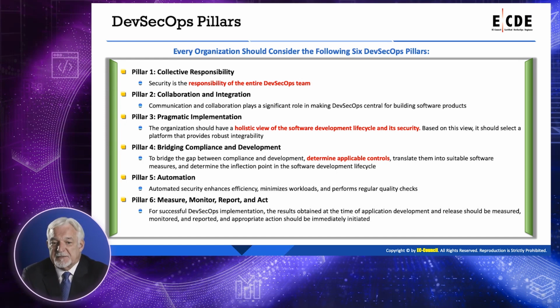Automated security enhances the efficiency and minimizes workloads and assures that you have these regular checks for quality performed at regular intervals. You have the ability to measure, monitor, report, and act. For successful DevOps implementation, results obtained at the time of application development and release should be measured, monitored, and reported, and appropriate action should be immediately initiated if problems are observed. So it gives you the ability to do this. These are the 6 main points of why we do this.